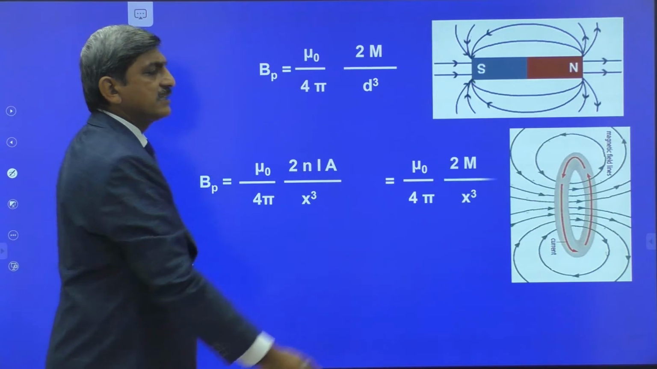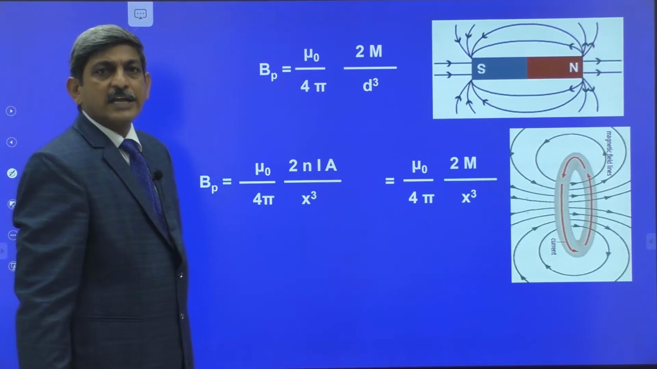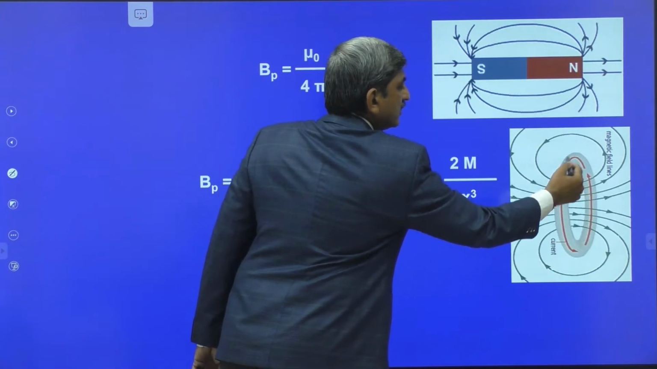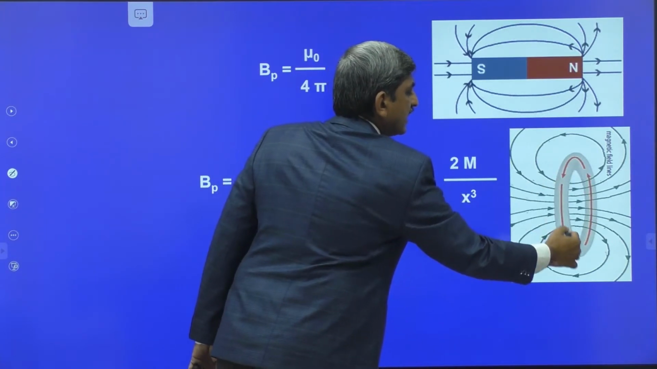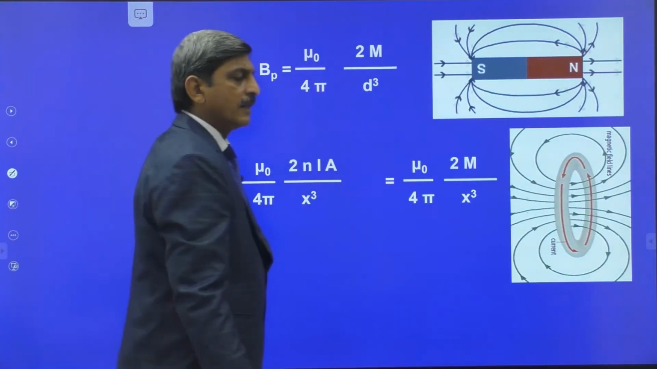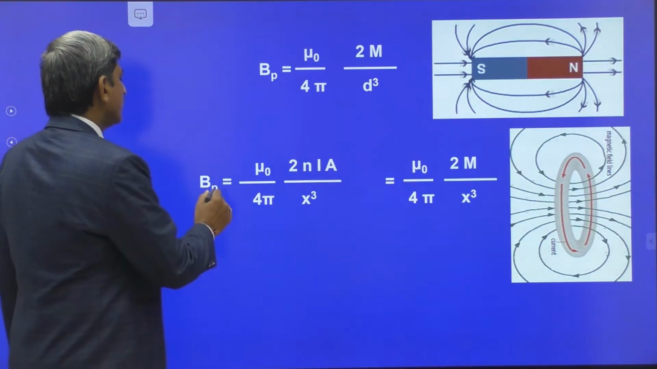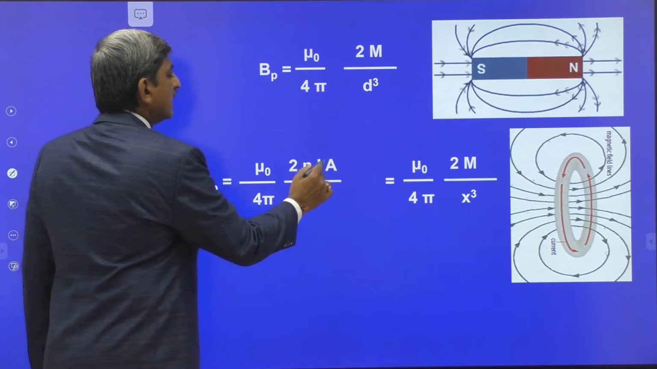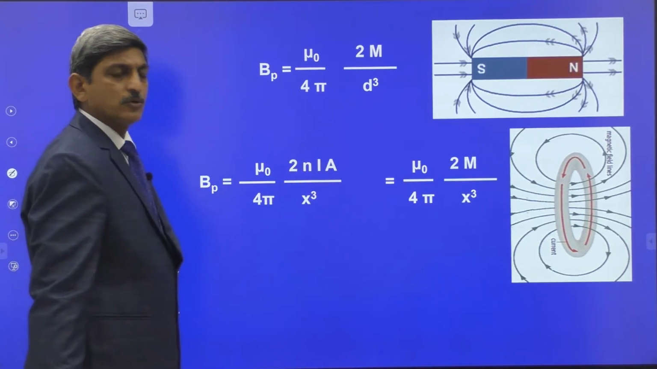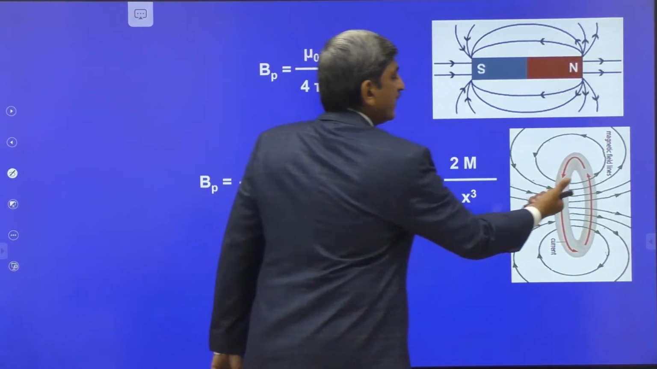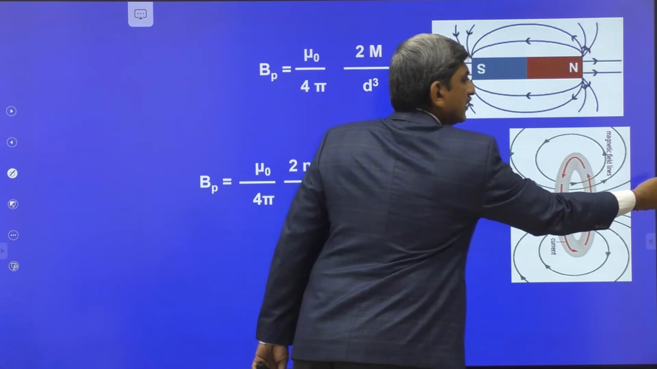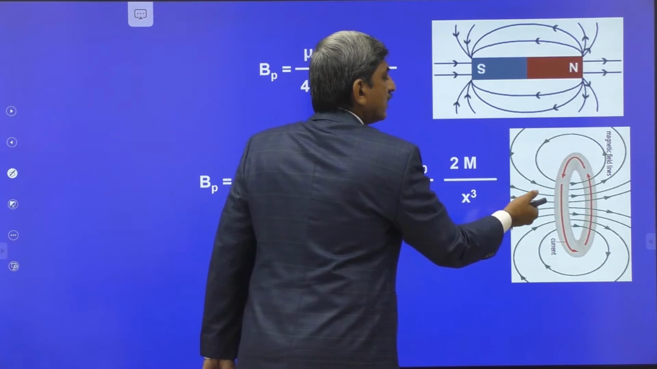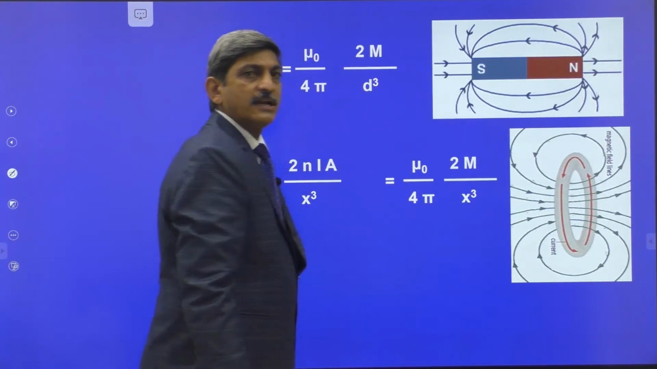Similarly, let us see the current carrying circular coil. This is our current carrying circular coil which is carrying current in the anti-clockwise direction. The magnetic field produced by the coil is Bp is equal to mu naught by 4 pi 2Nia divided by x cube, and the magnetic field is directed away from the coil towards the right side and it is directed towards the coil when we see the left side of the coil.